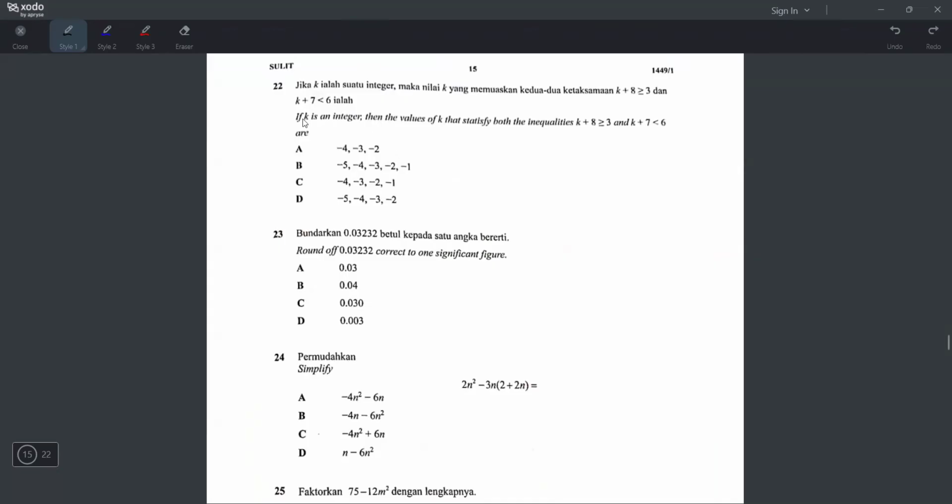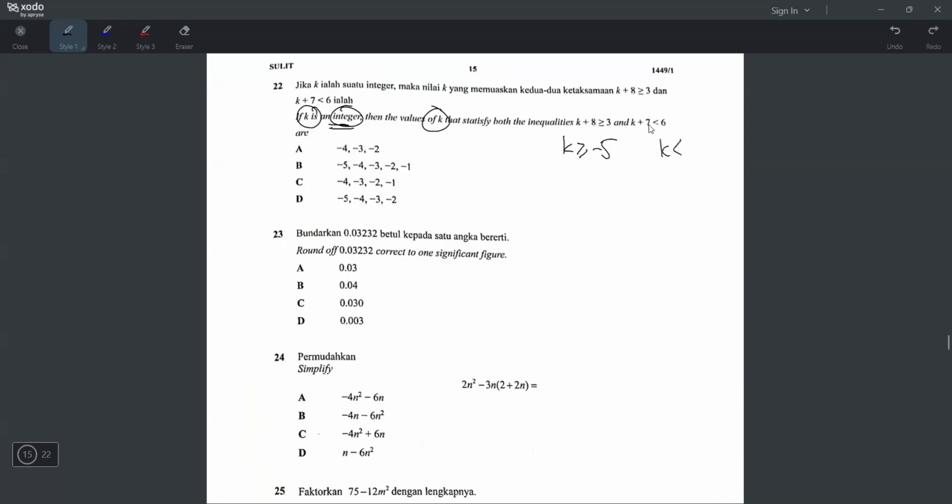Okay, number 22. If k is an integer, it means no decimal, no fraction. Then the values of k that satisfy both inequalities are these. So we solve these two inequalities separately first. The first one, k bigger or equal to 3 minus 8, negative 5. Done. This is the first one solved already.